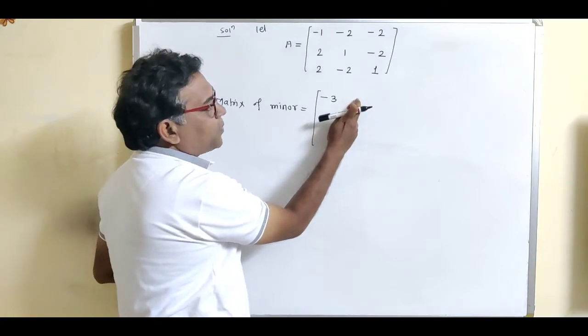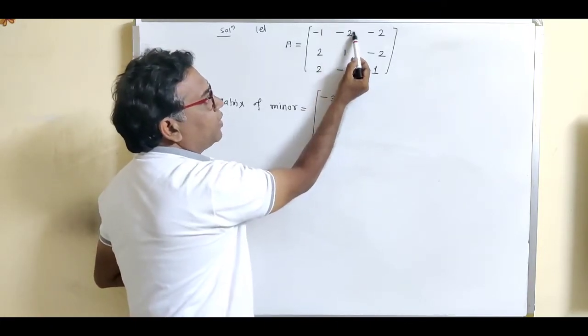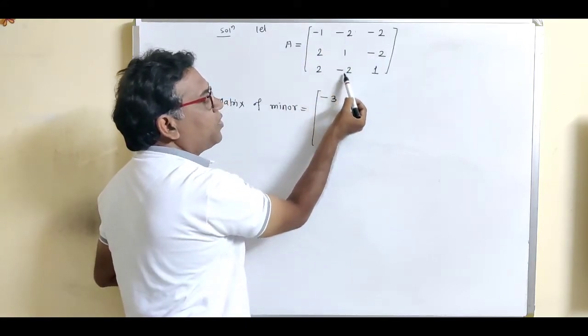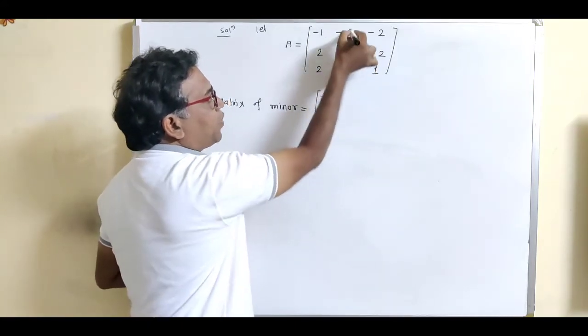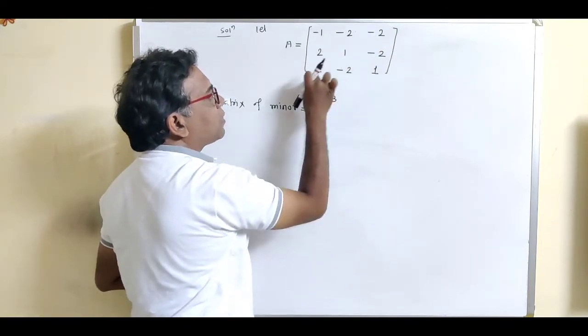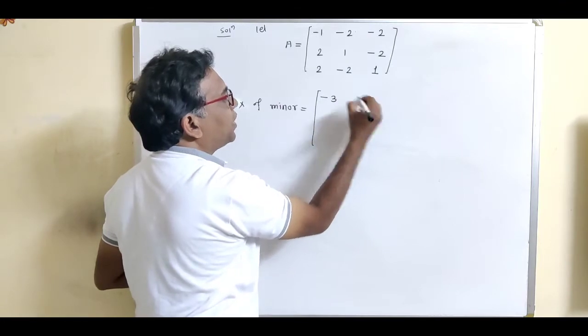Find out this next minor element. So this is the element. For this element, this is the corresponding row and this is the corresponding column. So delete the corresponding row, corresponding column and take the determinant: 2 minus, minus plus 4. So 2 plus 4, it is 6.